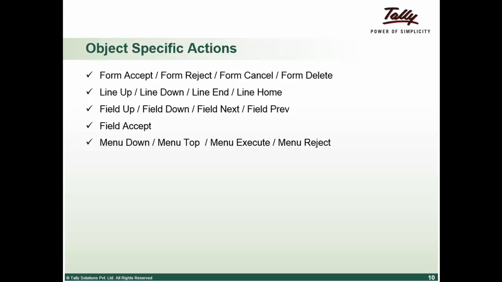Then we have part level actions like part home, part end, part page up. Again, this will be performed on the part level. We have field up, field down, field next, field prev, field accept, all this will work on field. Then we have explore, display object, alter object. These kind of actions will be performed on line objects. So there's a very huge list of these actions that you can discover during your further working of your TDL. However, these are frequently used object specific actions that we have mentioned.